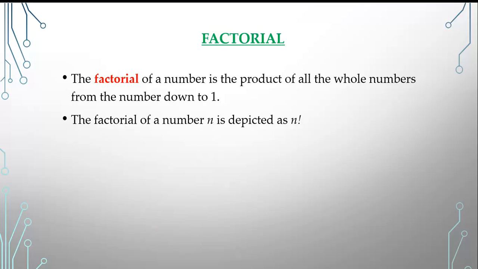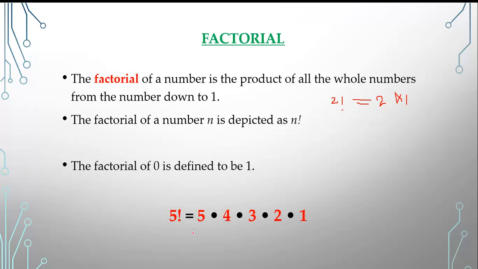If we have n numbers, the factorial is n factorial, right? Suppose you have two numbers, and you need to calculate 2 factorial. How to calculate 2 factorial? You have to write 2 down to 1 and multiply, 2 multiply 1. Suppose 3 factorial, so 3 multiply 2 multiply 1, that is the value of this factorial. And always remember, the value of 0 factorial is 1. Suppose you want to calculate 5 factorial, that means 5 multiply 4 multiply 3 multiply 2 multiply 1. You can expand 5 factorial like that up to 1, and this gives the value of the factorial.